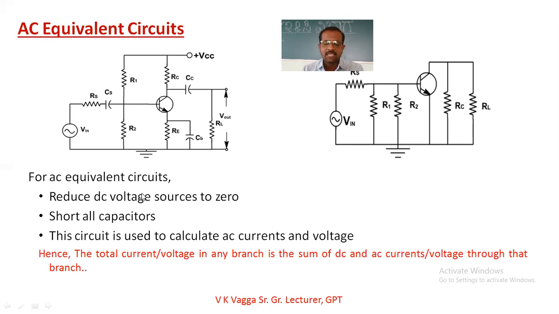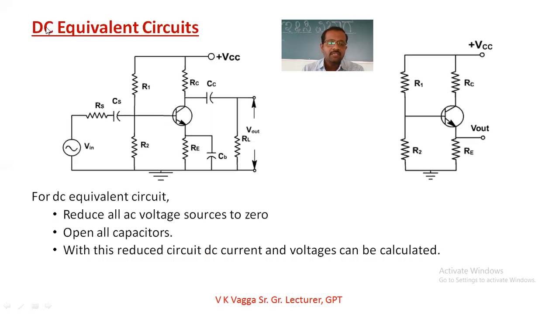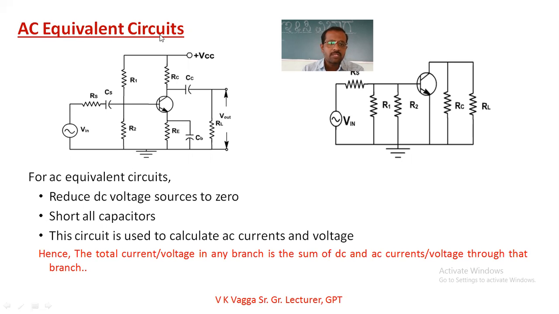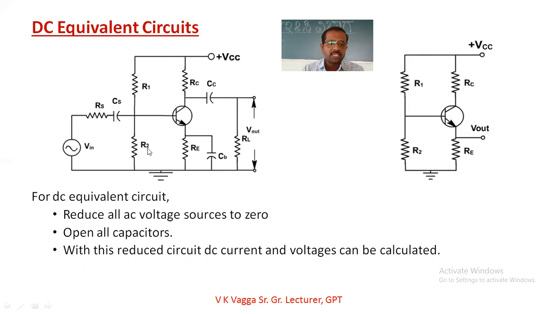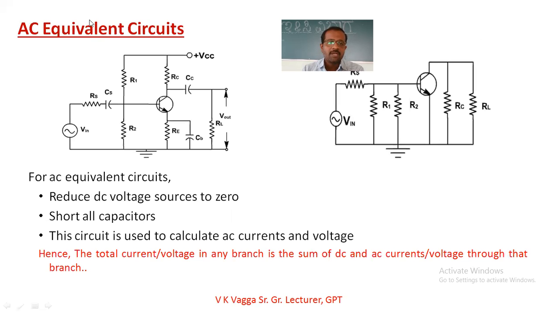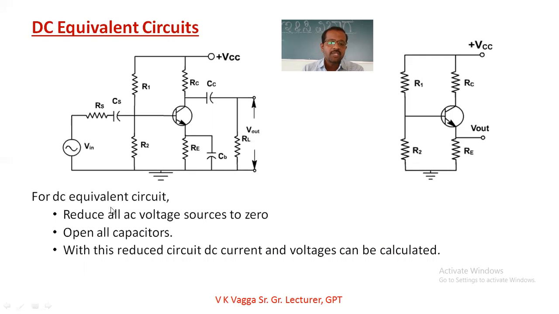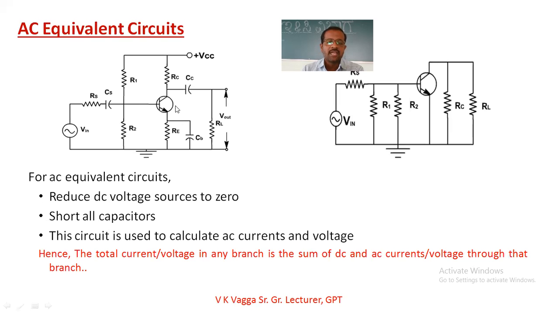So it is exactly opposite. You can see the DC equivalent circuit asks to reduce all the AC voltage sources to zero. In the same way, the AC equivalent circuit asks to reduce all the DC voltages to zero. Exactly opposite. In the DC equivalent circuit, it asks to open all the capacitors, but in the AC equivalent circuit, it asks to short all the capacitors. In this way you can obtain the DC circuit, and in this way you can obtain the AC circuits here.